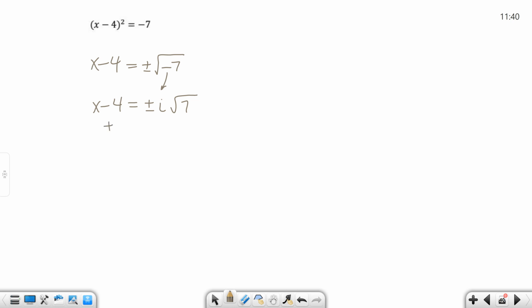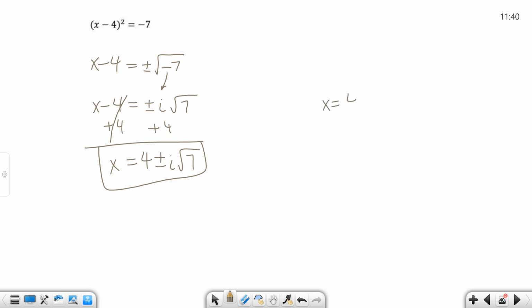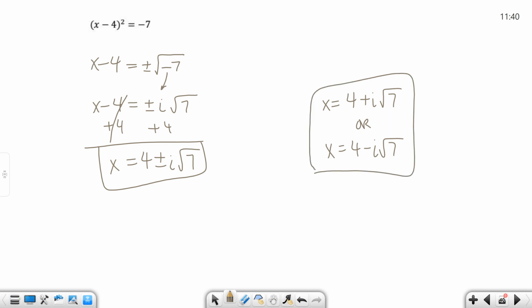So here, I'm going to add 4 to both sides, and you could do 2 equations here, but x equals 4 plus or minus i square root of 7 is going to be sufficient. You can't do anything with that because of that i. You can't combine those two terms. So 4 plus or minus i square root of 7. Now, just so you know, x is 4 plus i square root of 7 or x is 4 minus i square root of 7. So that's an alternate way to write the answer.